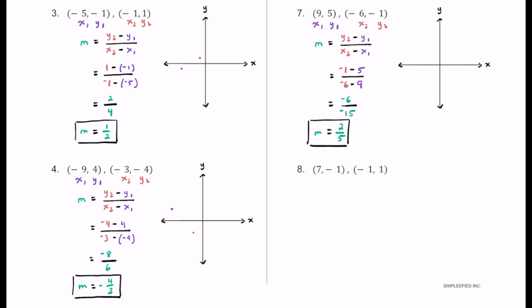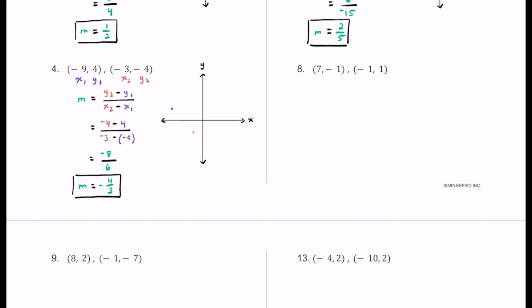And to check this visually, 9 comma 5 is going to be in quadrant 1, maybe something like over here. And this negative 6 comma negative 1 is going to be somewhere in quadrant 3, like here. And so if you connect those, you'll get a positive slope, but there's definitely more run than rise, so it's not too steep because 5 is bigger than 2.